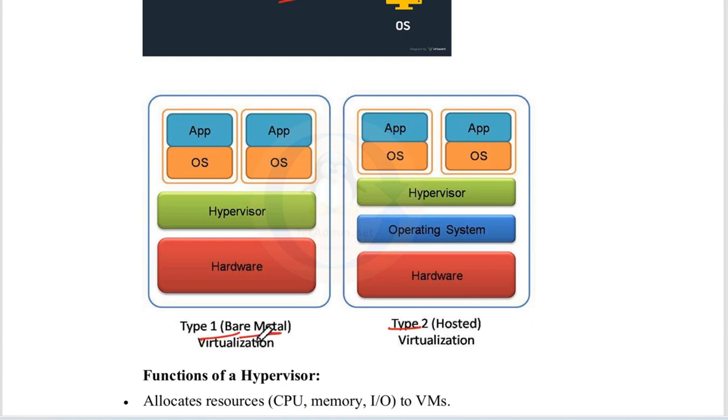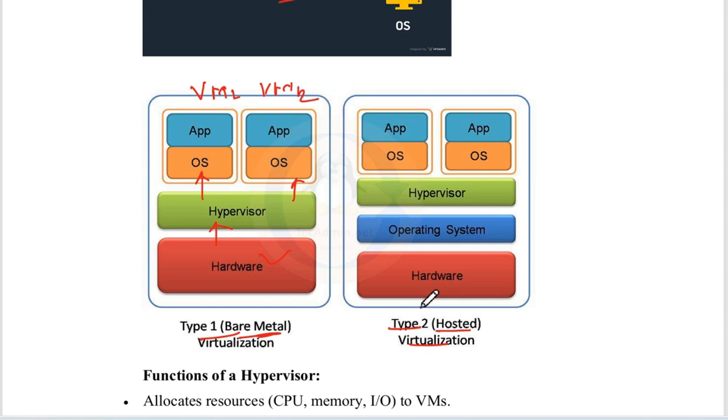Type 1 hypervisor is called a bare metal hypervisor, which is installed directly on hardware. Type 2 is a hosted hypervisor. Okay, so look at the Type 1 hypervisor. Directly on hardware you can see the hypervisor and then multiple virtual machines. So this is one VM, this is VM2.